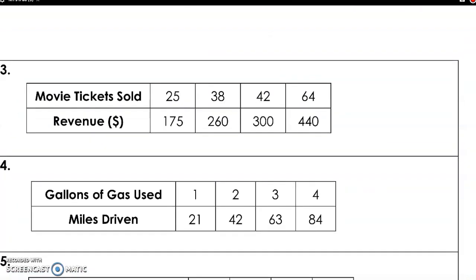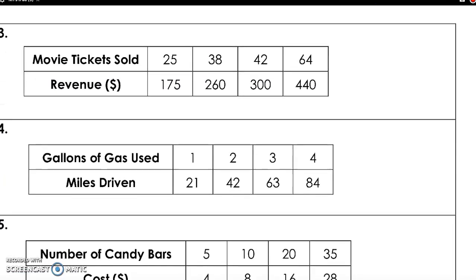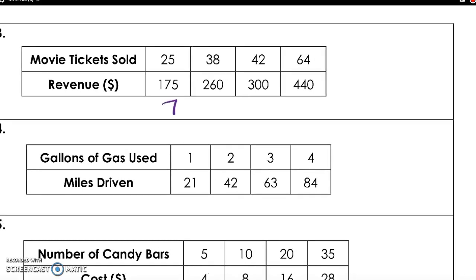All right. Number of tickets sold and how much money they made. So money divided by tickets. 175 divided by 25 gives me 7. 260 divided by 38 gives me 6.8-ish. Doesn't matter, they don't match, so no.